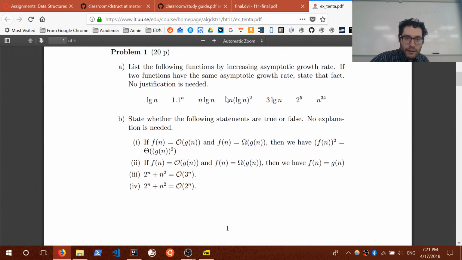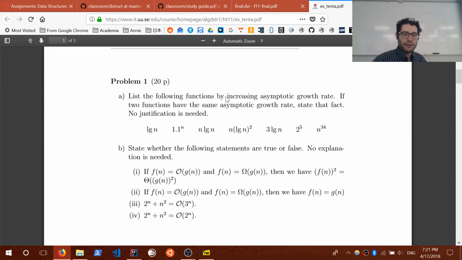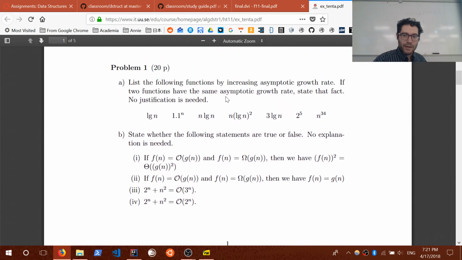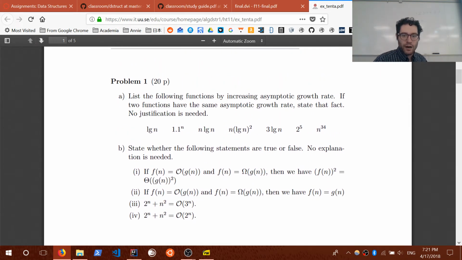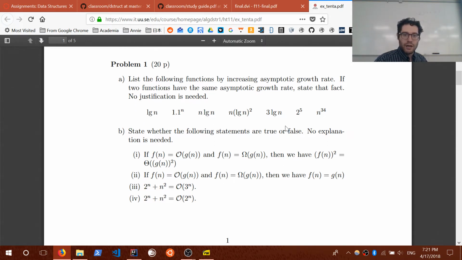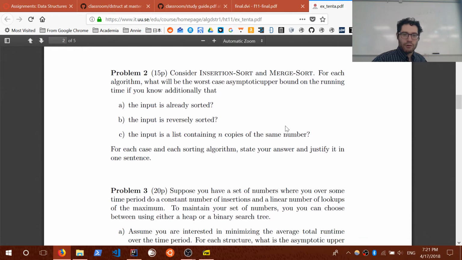Okay, so question 1. Here, question 1, they talk about big O notation. Which ones are better? List them from best to worst, essentially. So that one you can figure out on your own. But here, consider insertion sort and merge sort. For each algorithm, what is the worst case asymptotic upper bound for each running time? Basically, what's the worst case scenario? What's the worst case runtime if your input's already sorted for insertion sort and merge sort?